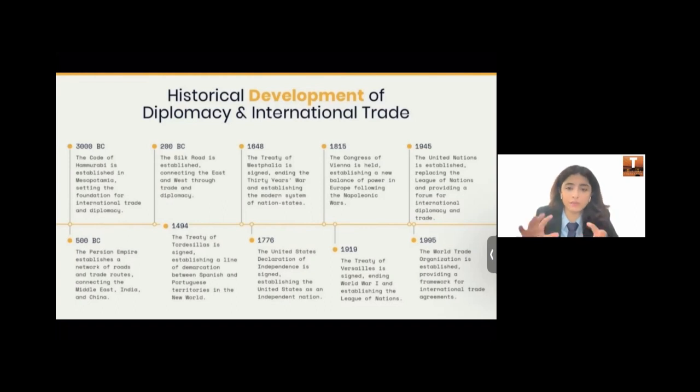So if we analyze these historical developments of diplomacy and international trade, it has been driven by various factors, including economic interests, technological advancements, political changes, and the need for peaceful relations among nations. It has also led to increased interconnectedness, cultural exchanges, and economic development, shaping the modern globalized world.